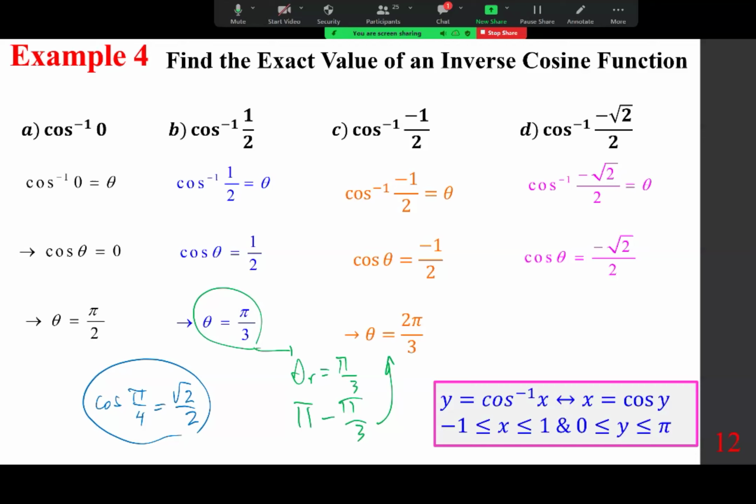So all you have to do, go with the second quadrant, and subtract this from pi again. So pi minus pi over 4 gives us 3 pi over 4. So theta is 3 pi over 4. Again, I'm assuming everybody is comfortable with common arcs.